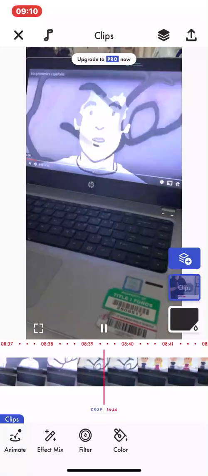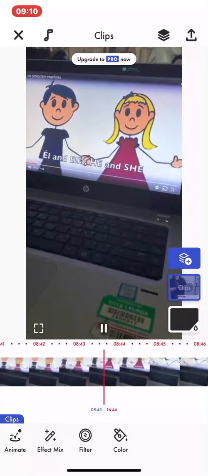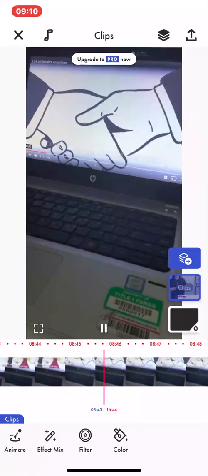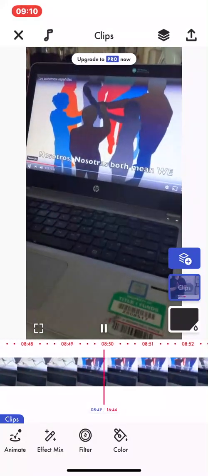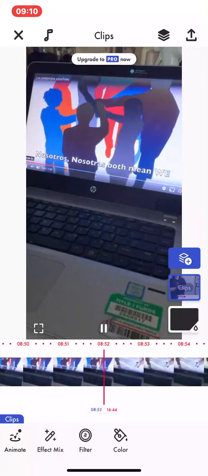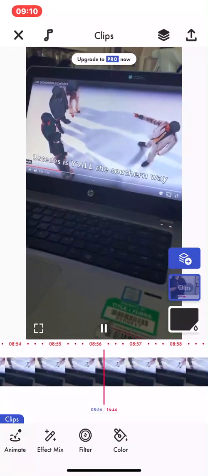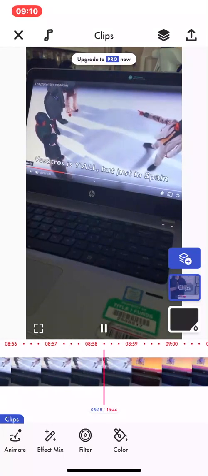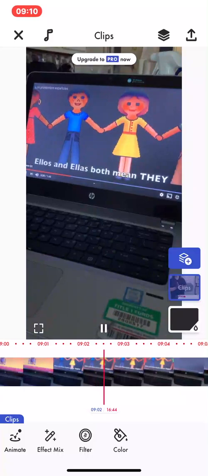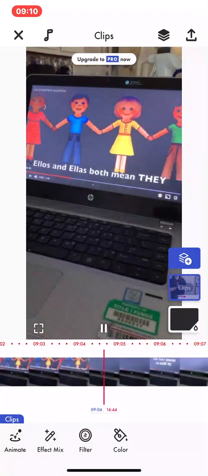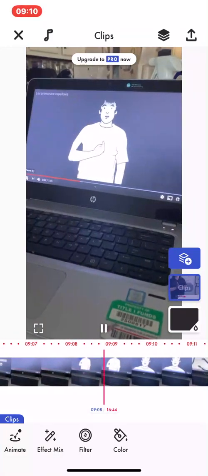Yo is I, and tú is you. Él and ella, he and she. Usted is you, more formally. Nosotros, nosotras, both mean we. Ustedes is y'all, the southern way. Vosotros is y'all, but just in Spain. Ellos and ellas both mean they. And that brings us back to yo, yo, yo, yo.